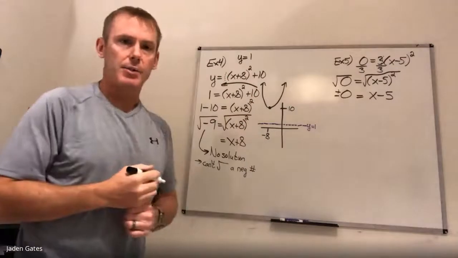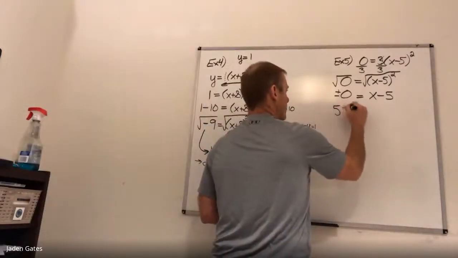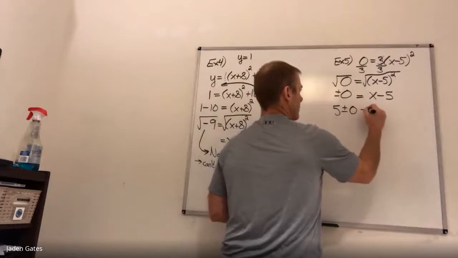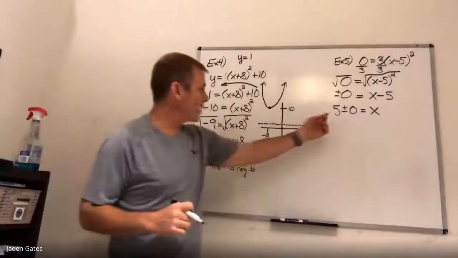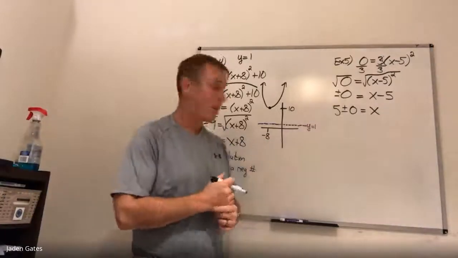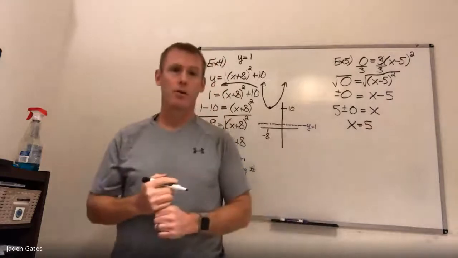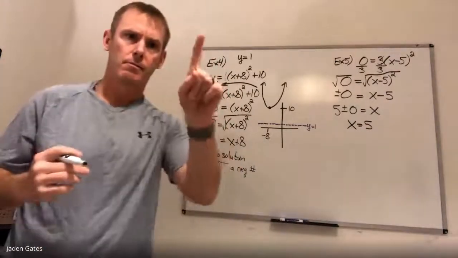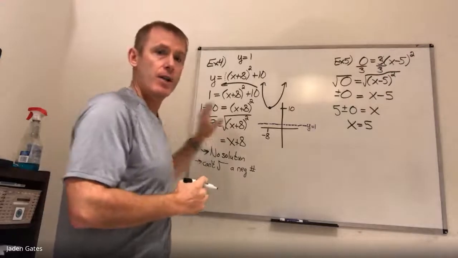And now again, to get x by itself, I'm going to bring the negative 5 over to the other side, so it's a positive 5. So again, I'm just writing out all steps. So my answer is 5 plus 0, which is 5, and 5 minus 0, which is 5. I'm getting one answer. Last time here, I had no answers. Now I'm getting one answer.